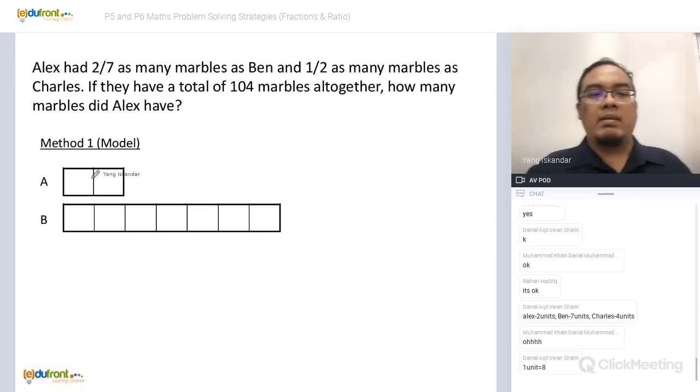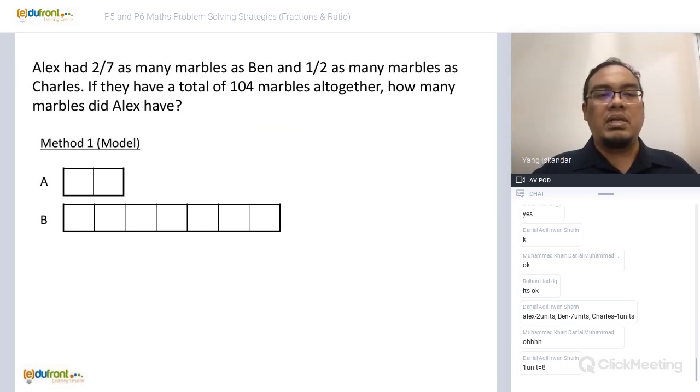All right, so method number 1, we're going to use the model method. So they tell you that Alex has 2 units. So 1, 2. So you draw the model. And then Ben has 7 units. 1, 2, 3, 4, 5, 6, 7. Right? So this is the first ratio. Everybody get that?